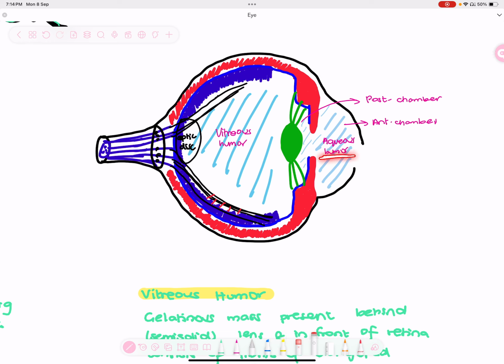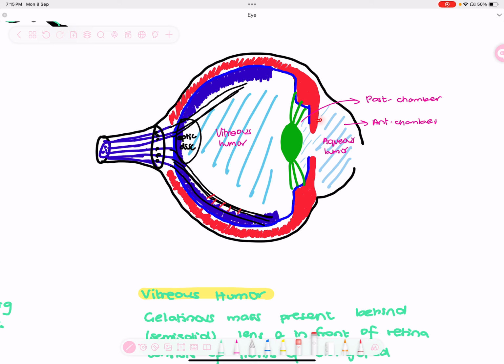Aqueous humor fills the anterior section of the eye. So the eye is divided into two sections. This is the anterior section, this is the posterior section. Vitreous humor fills the posterior section, whereas aqueous humor fills the anterior section. And then the anterior section is further divided into two chambers. One is the anterior chamber and the other is the posterior chamber.